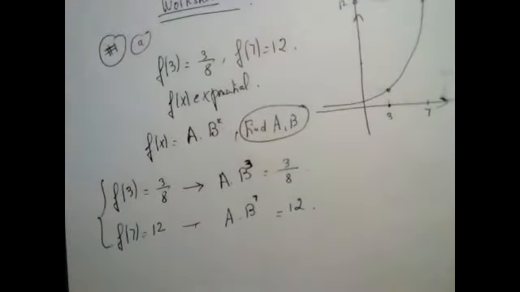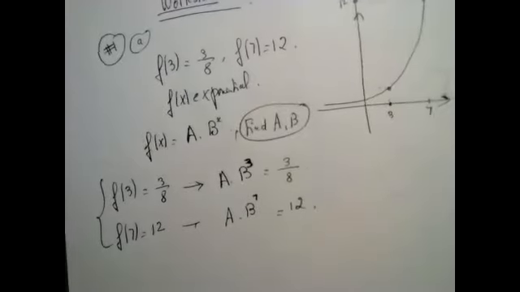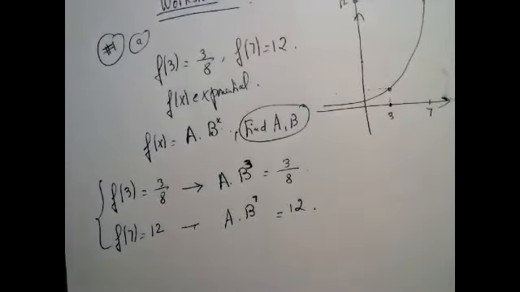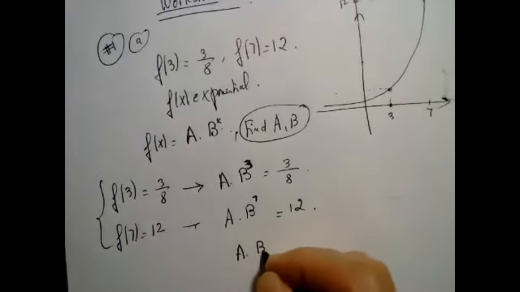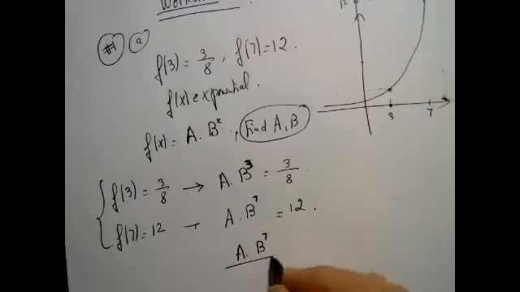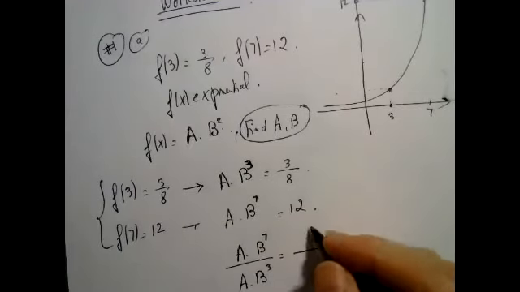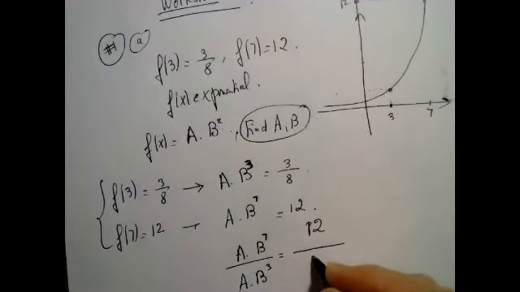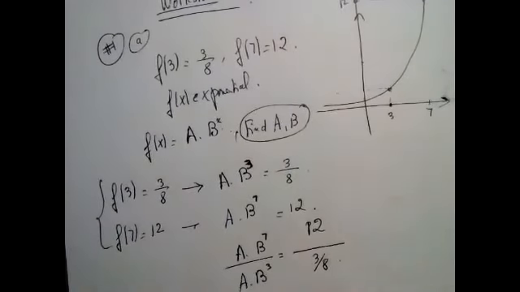All right, so remember the trick we used last time. Who can remind me the trick? What was the approach we used last time to be able to figure this out? We took the higher number and then we divided it by the lower one. So it will be like a times b to the 7th over a times b to the 3rd equals 12 over 3 over 8. Right, that's exactly what we did.